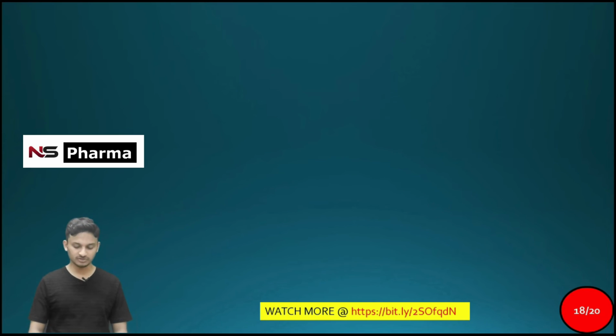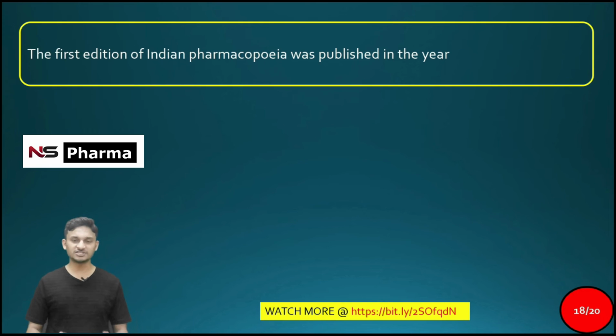Okay, now next question, question number 18. The first edition of Indian Pharmacopoeia was published in the year. This is an important question. So many competitive exams already asked this question, or they are asking based on the year of different editions of Indian Pharmacopoeia. So you have to study this very well.